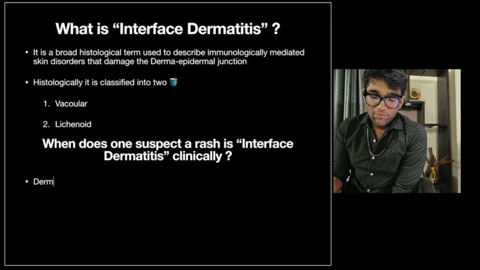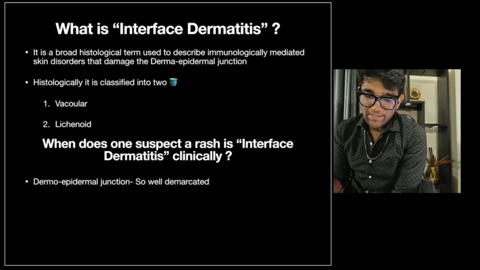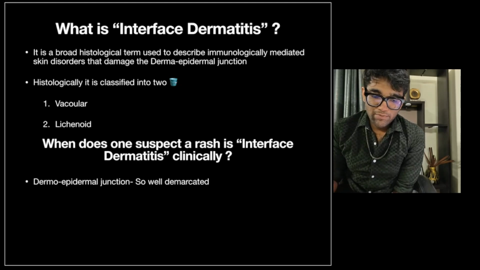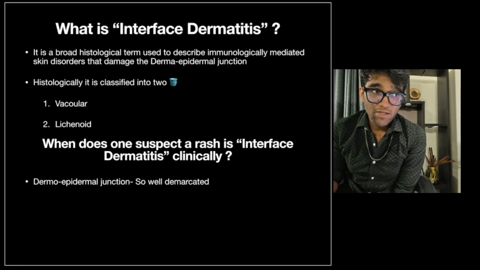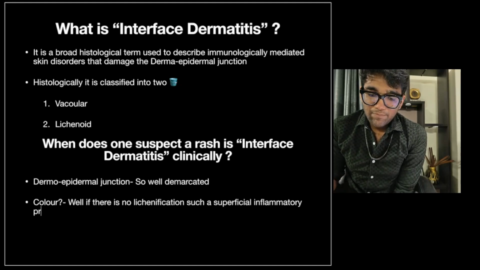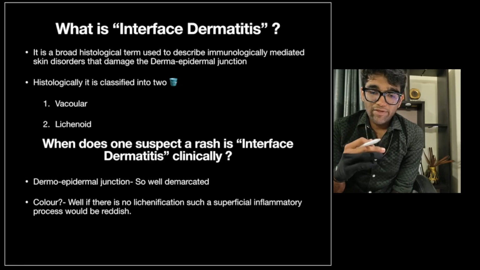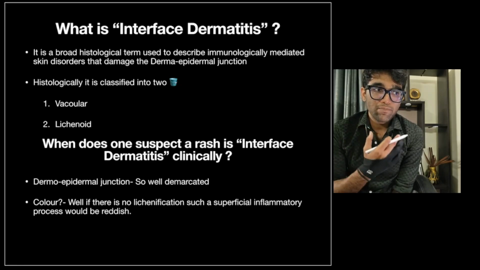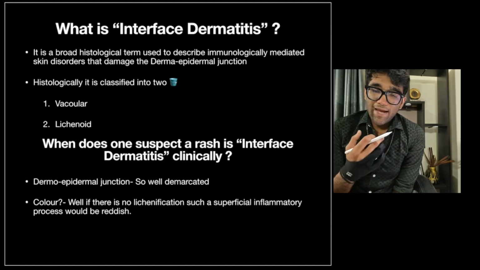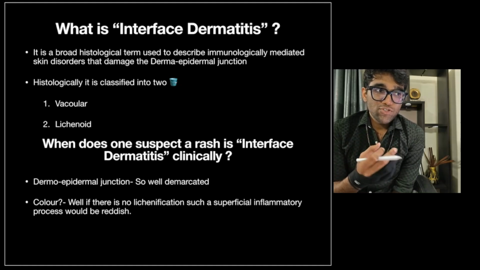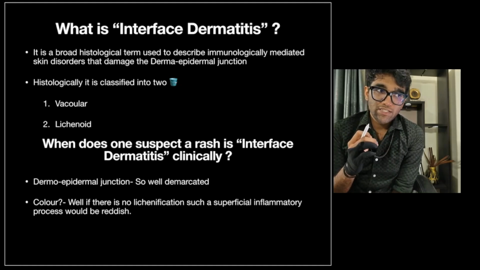Okay, now when does one suspect this clinically? Obviously the dermo-epidermal junction is right next to the epidermis, so this would be a very well demarcated lesion. The second thing is the color. The color would depend on whether there is lichenification or not, as in, is the immunological process causing the epidermal cells to undergo accentuated premature differentiation or not.